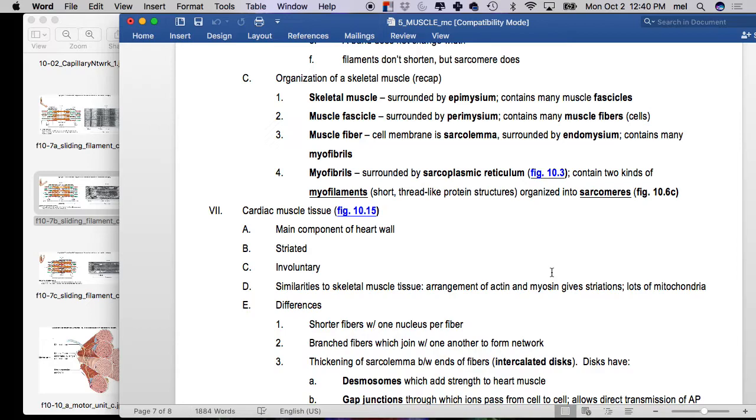Exactly. Take a whole bunch of sarcomeres and line them up like boxcars on a train, right? And you make this long cable-like bundle of contractile proteins. That cable-like bundle of contractile proteins will be attached to the cytoskeleton. It's called the what?